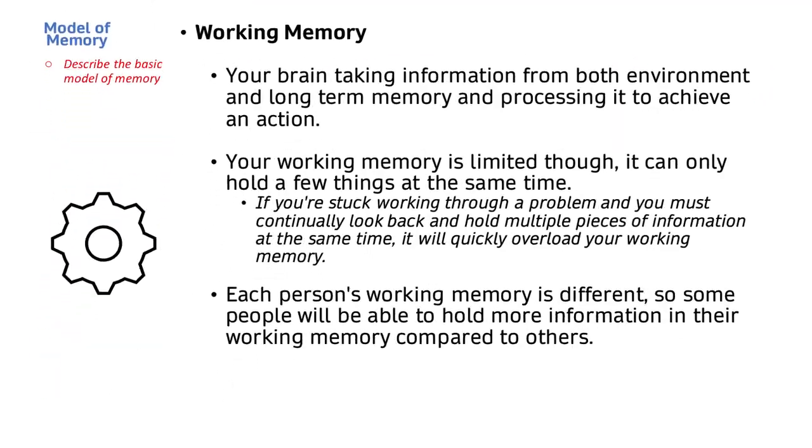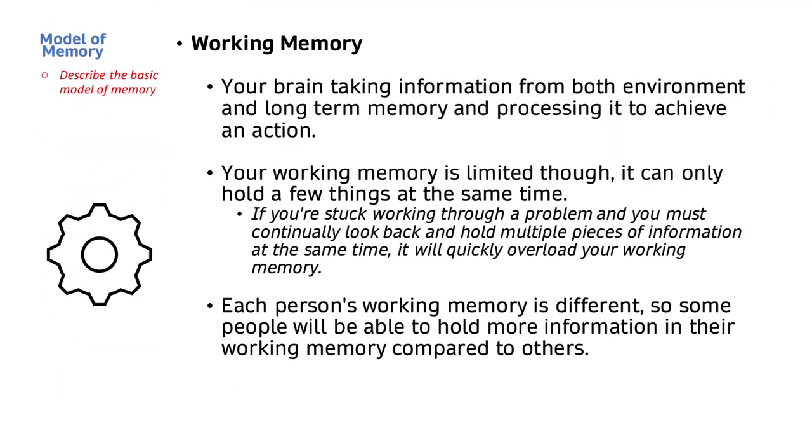However, now your working memory, okay? So let's have a look at your working memory. Your working memory is your brain taking information from both the environment and the long-term memory and processing it to achieve an action. Okay, so it's effectively combining those two inside a part of your brain, which puts them together, and then you can use those bits of information to come up with a solution, all right? But your working memory is limited, okay?